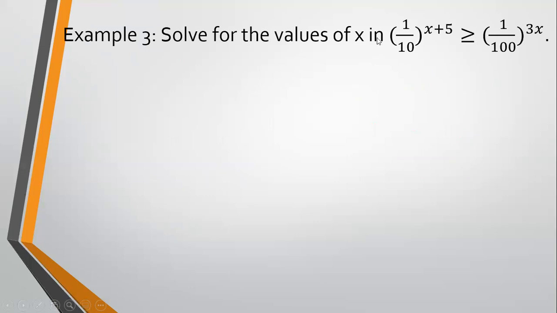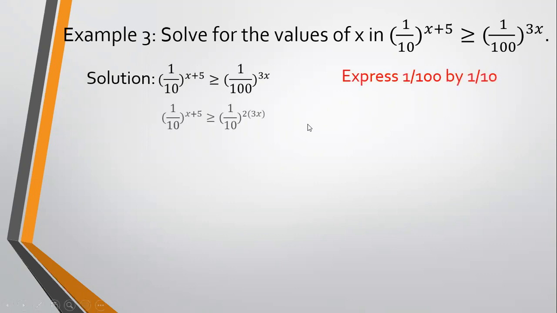Solve for the values of x in 1 over 10 raised to x plus 5 is greater than or equal to 1 over 100 raised to 3x. So in this case, we need to express the 1 over 100 to a base of 1 over 10. So how do we do that? But then looking at the value of your b, this is under the second property, that your b is greater than 0 but less than 1. So meaning we need to reverse the direction.